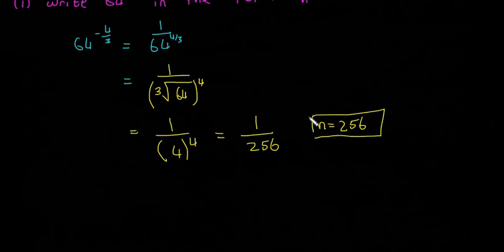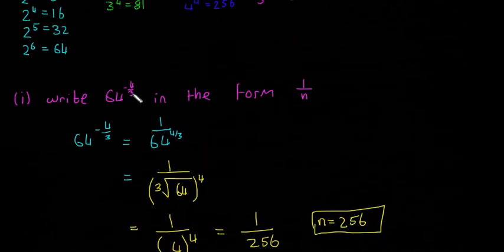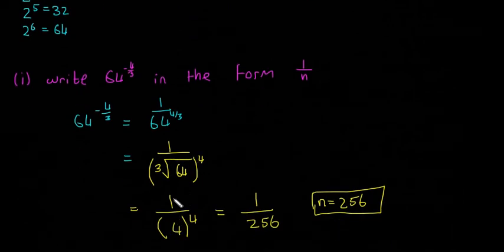Does that make sense? So it may look quite complicated at the start, but if you do one rule at a time, like changing 64 to the power of minus 4 over 3 to 1 over 64 to the power of 4 over 3, it actually takes longer to say than it does to do. It's just doing the minus rule, so that's in the log tables, and then doing this one again is in your tables book, and then getting the cubed root of 64 isn't too hard, and getting 4 to the power of 4 isn't too hard.